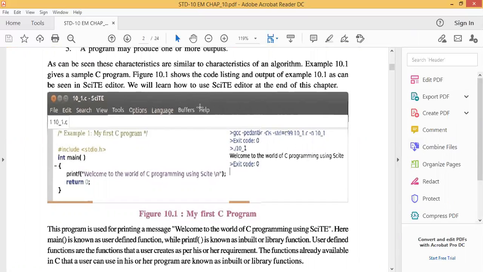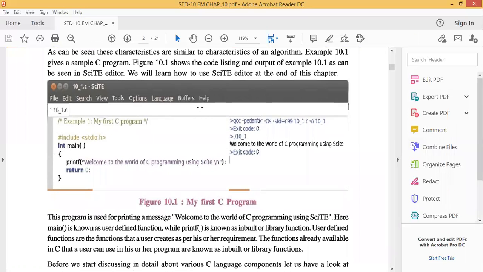Example 10.1 gives a simple C program, a sample C program. Figure 10.1 shows the code listing and output of Example 10.1 as can be seen in the editor. Here in our textbook they have given an editor, but we will use Code::Blocks. See, in HTML we write head, title, body. In the same way here, we will write #include <stdio.h>. Include means you must include stdio, the standard input output header file. There are some header files which are required to run our C program.